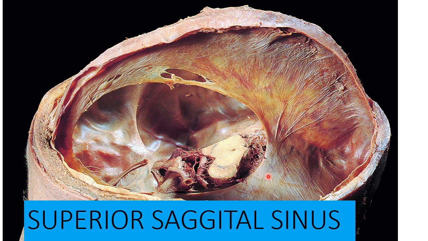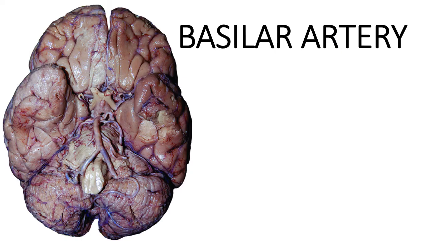Next one is the superior sagittal sinus. The superior sagittal sinus is present in the falx cerebri. I think you might already have studied the dural folds: the falx cerebri, falx cerebelli, tentorium cerebelli. In the superior margin of the falx cerebri, you can identify this superior sagittal sinus. Okay, so that is how to identify the superior sagittal sinus.